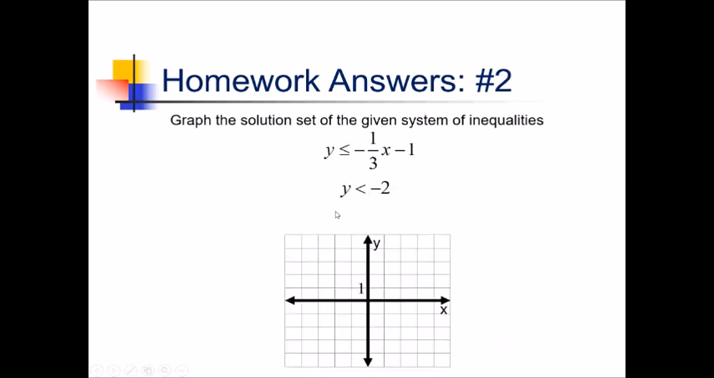For this one, I'm trying to graph the solution set for this system of inequalities. To do so, I will graph each inequality by itself and then see where things overlap. So for the first one, we've got a line in y equals mx plus b form. I have a y-intercept of negative 1. So I'll put a dot on 0, negative 1 here.